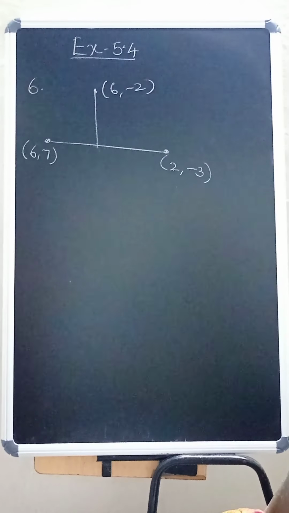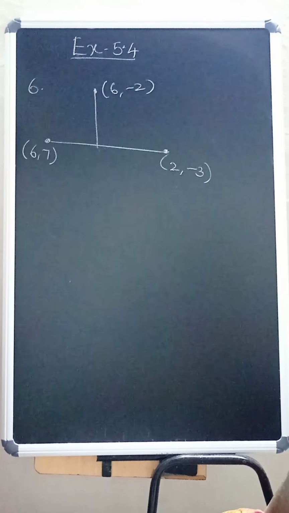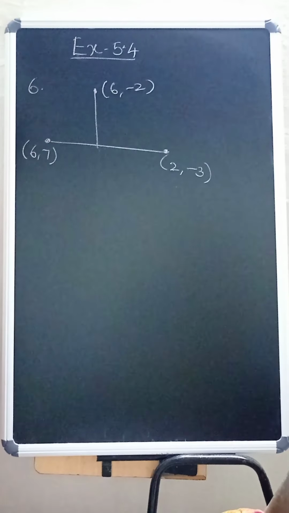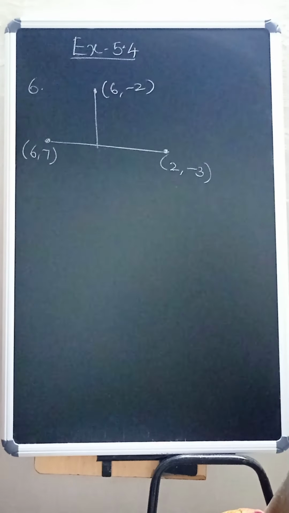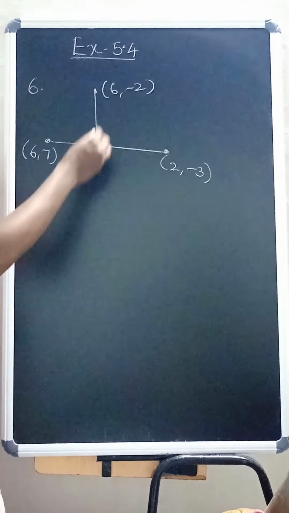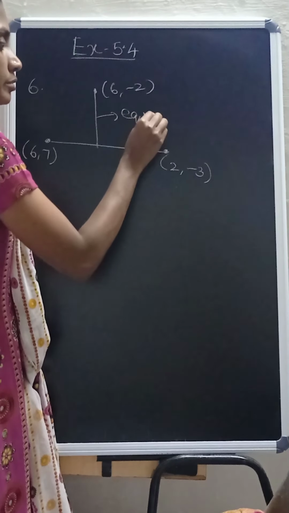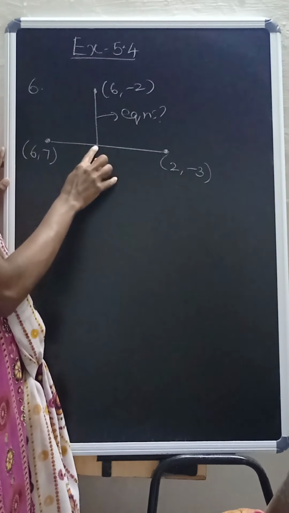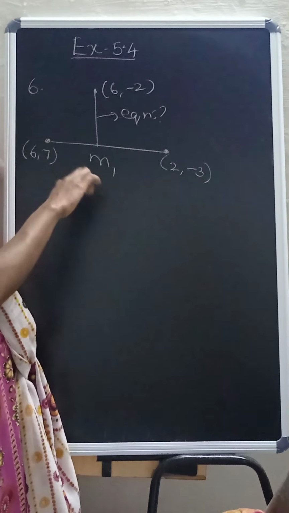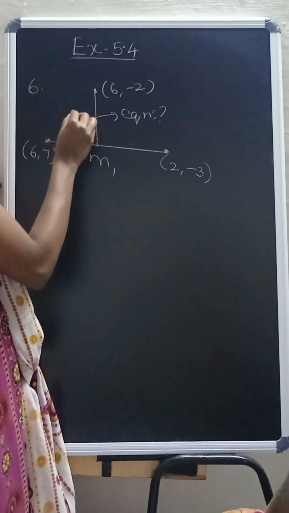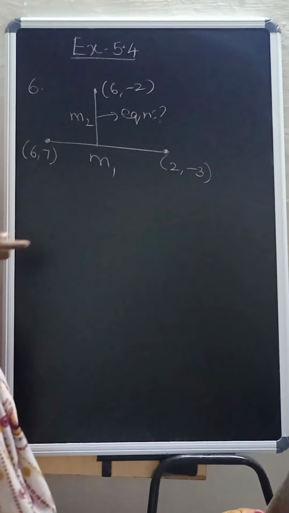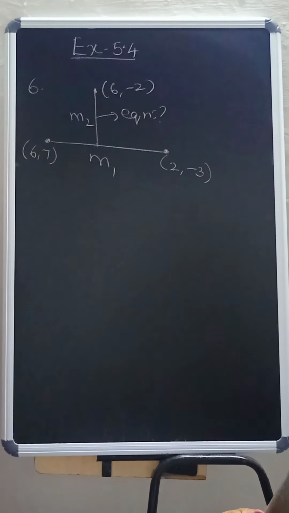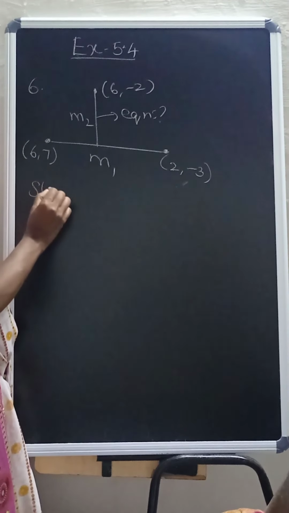Next, sixth sum. Find the equation of a line passing through 6, minus 2 and perpendicular to the line joining the points 6, 7 and 2, minus 3. Now you need to find the equation of this line. So you will find the slope here, m1. You will use the perpendicular condition m1 into m2 is equal to minus 1 and find m2. You will have slope and 1 point, and using point slope form you will find the equation. Now find slope m1.